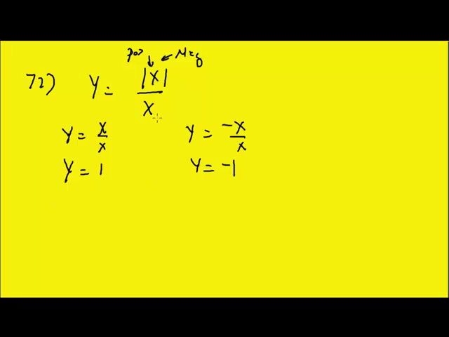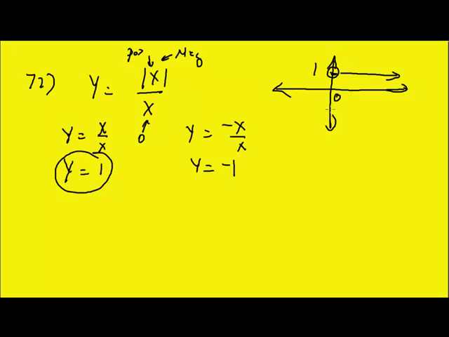Where things change is when x is equal to 0, because that's when it's undefined. So if we were to sketch the graph of this, it will look like this. It's a piecewise function. To the right of 0, when x is positive, it turns into positive 1, so you have an open circle here, and then it goes to the right. And when x is negative, y turns into negative 1, so you have an open circle here, and it goes like that.